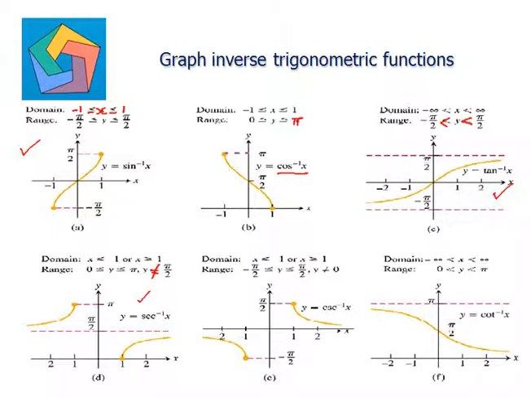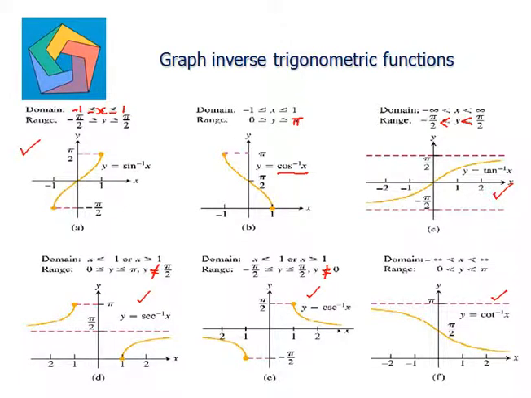This is the cosecant inverse graph. The domain is x ≤ -1 or x ≥ 1, and the range is -π/2 ≤ y ≤ π/2, y not equal to 0. This is the cotangent inverse graph. The domain is -∞ to ∞ and the range is 0 to π.